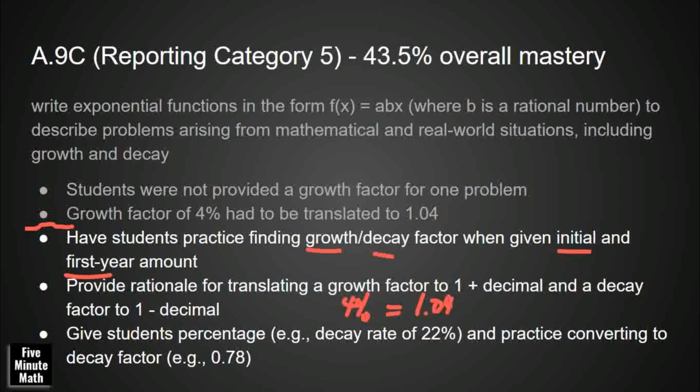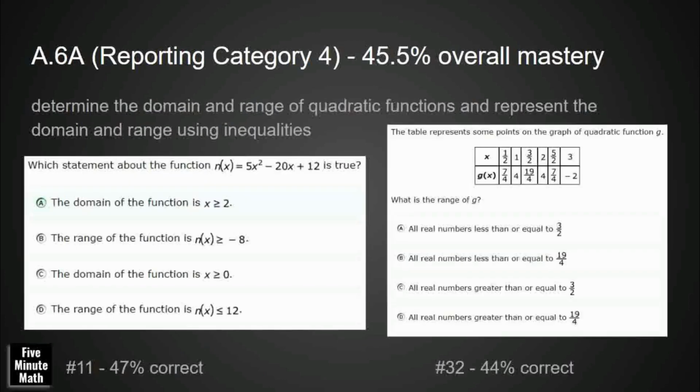And then, give students a percentage, right? A decay of 22%. This is another one that trips us up. It wasn't asked this year, but it's been asked in years in the past. This 22% is subtracted from 1, so then that becomes 0.78, and that really throws kids off because they're looking for 22, and the answer doesn't even include the digits 2 or 2. So just extra practice on doing that, but really focusing on the rationale. Kids need to know why something is true, not just how to find something that's true.